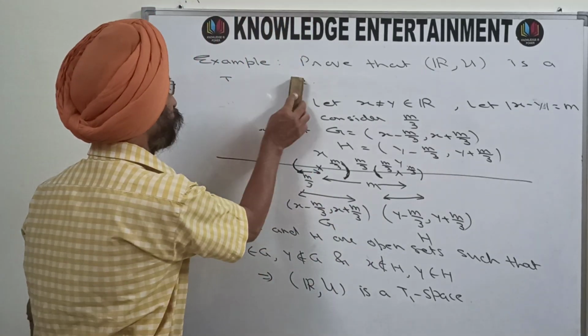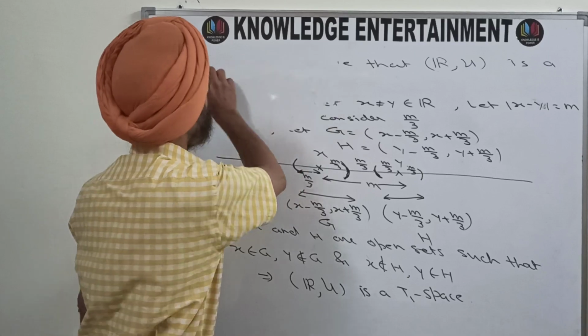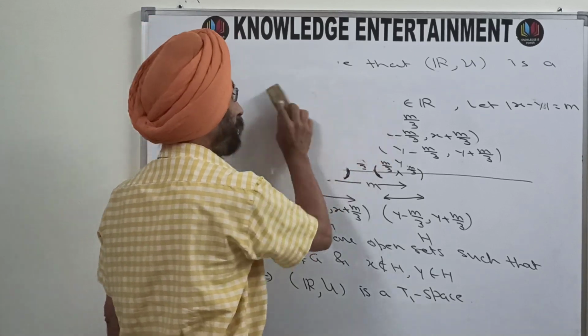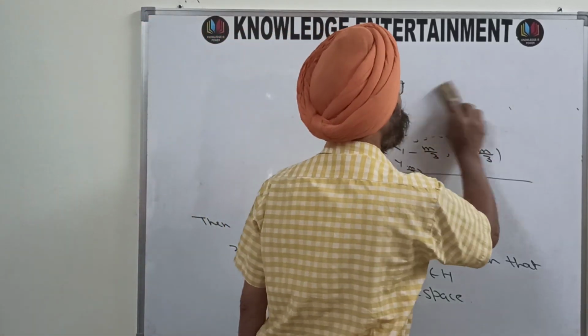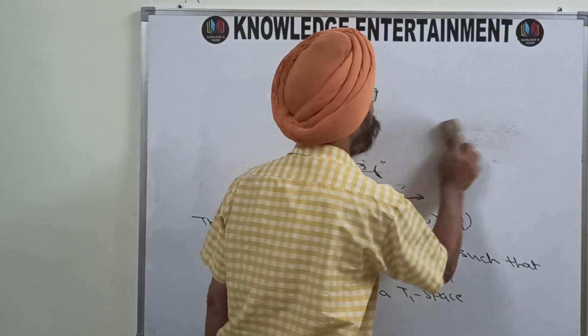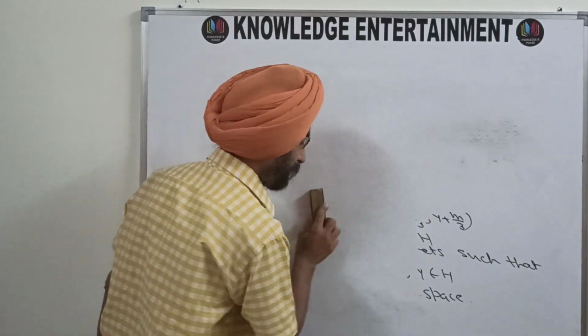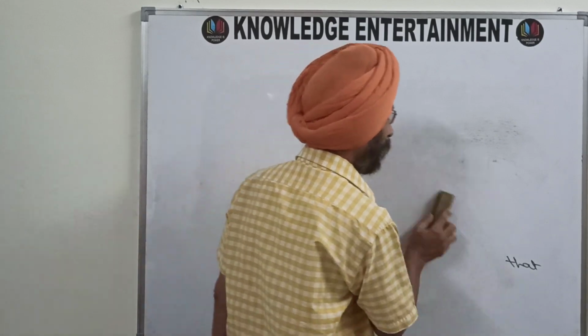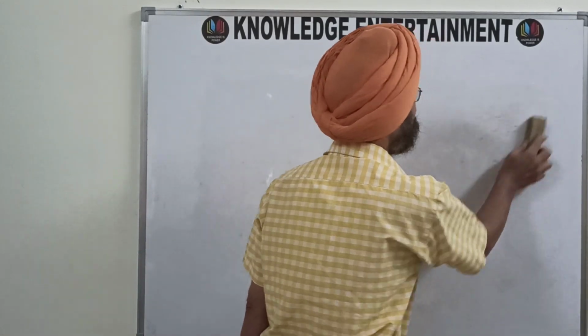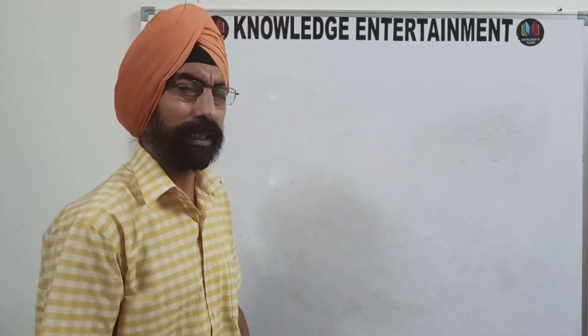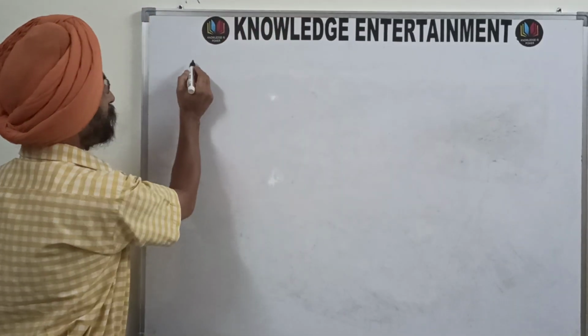Now we will move on to a theorem. Then more and more examples you can take from your book, you can solve, you can verify whether various sets with various topologies are T1 spaces or not. But here I am going to take this theorem now. This is theorem.